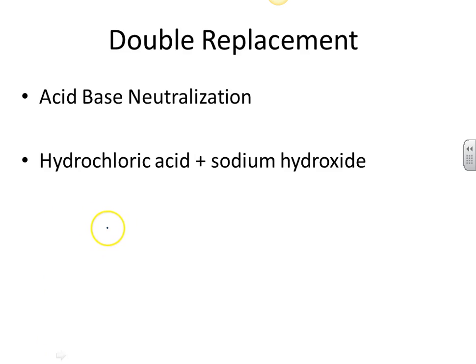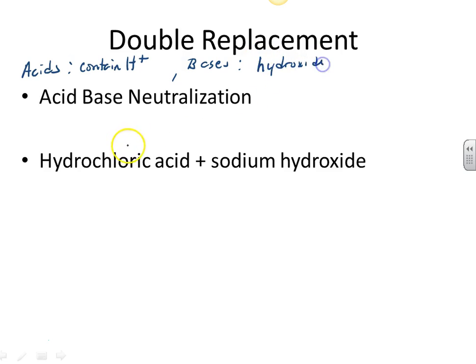Okay, and last type of double replacement reaction is the acid-base neutralization. Anytime you see the word acid, you might think this is a possible acid-base neutralization, but it does have to be combined with a base. So acids always contain H+. Bases, as far as our definition that we're going to use here, bases contain hydroxide. So this is our acid, this is our base.